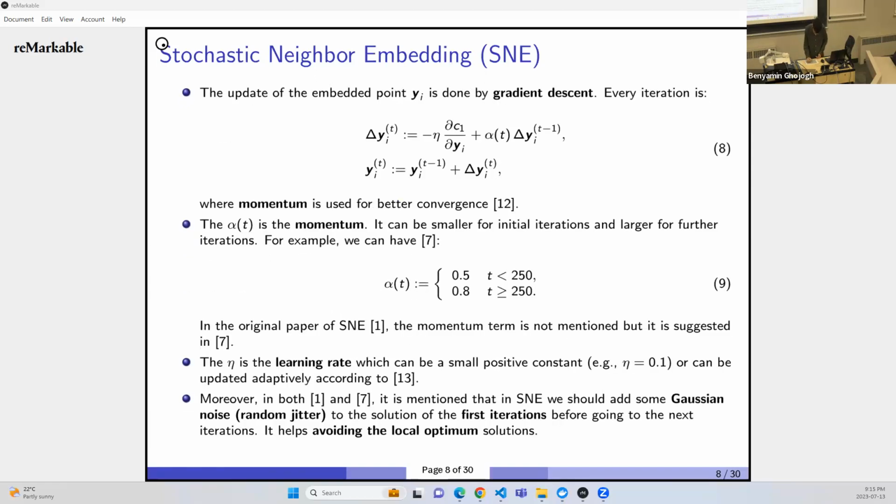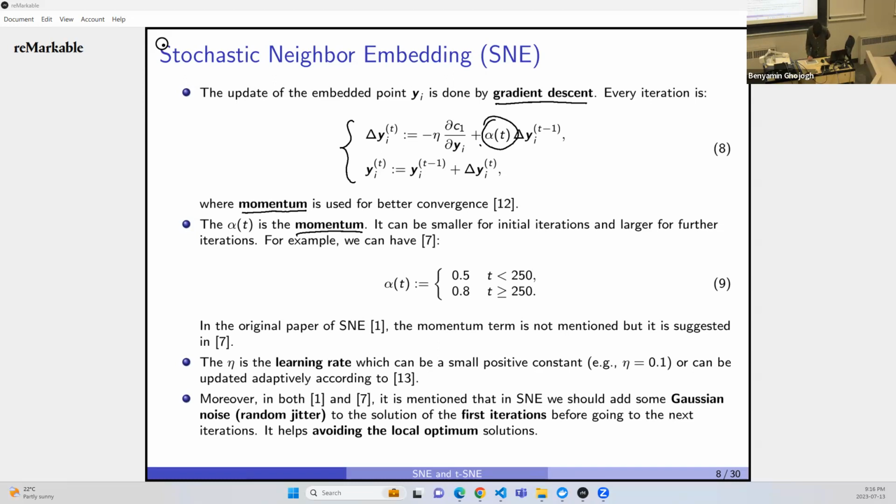So as I said, we can use gradient descent. What did Hinton do? Hinton and van der Maaten used gradient descent with momentum. Why did they use momentum? Because they didn't want to have oscillation in their solution. For more information on why we use momentum, see my optimization course. So this is exactly gradient descent with momentum. This alpha t is a momentum term.